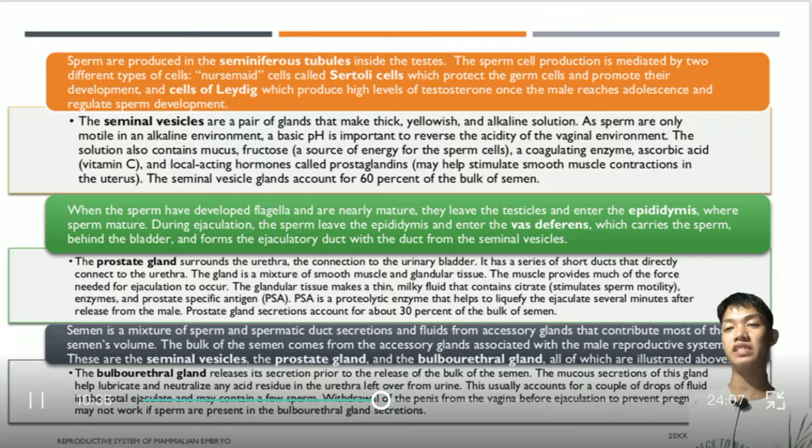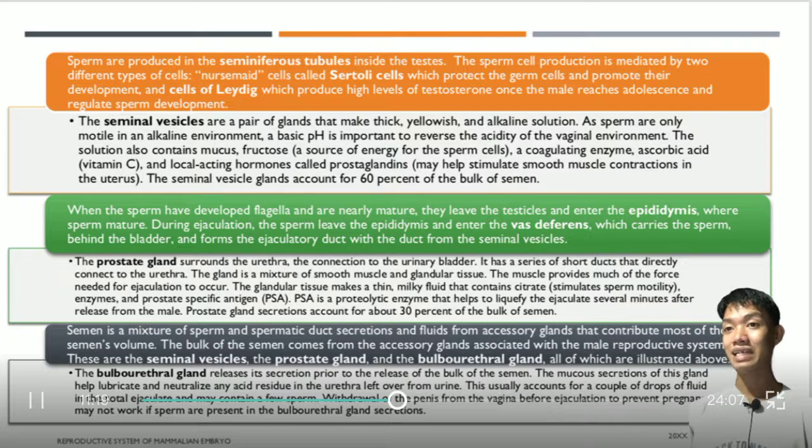So the seminal vesicles are a pair of glands that make a thick, yellowish, alkaline solution. As sperm are only motile in an alkaline environment, a basic pH is important to reverse the acidity of the vaginal environment. The solution also contains mucus, fructose, a source of energy for the sperm cells, a coagulating enzyme, ascorbic acid, which means vitamin C, and locally acting hormones called prostaglandins that may help stimulate smooth muscle contractions in the uterus. The seminal vesicle glands account for 60% of the volume of semen.